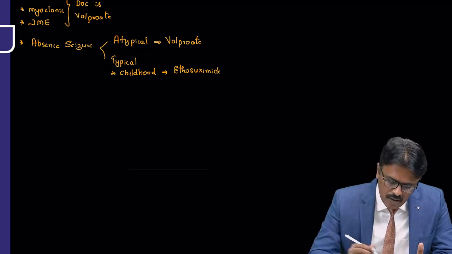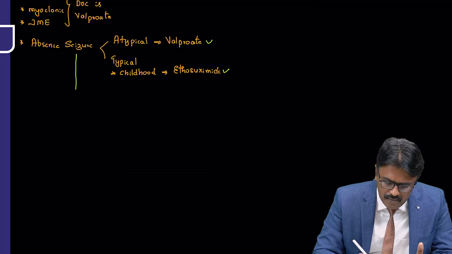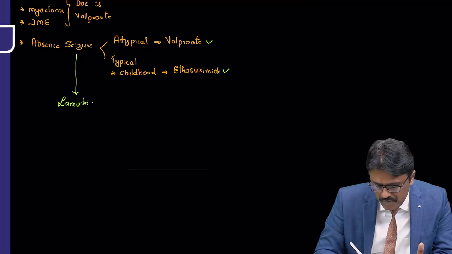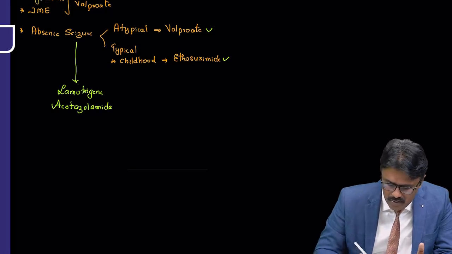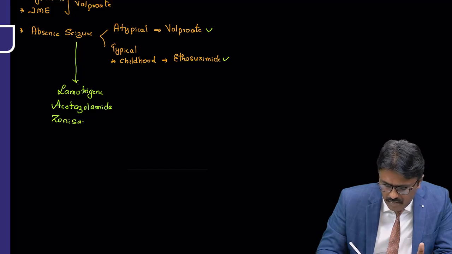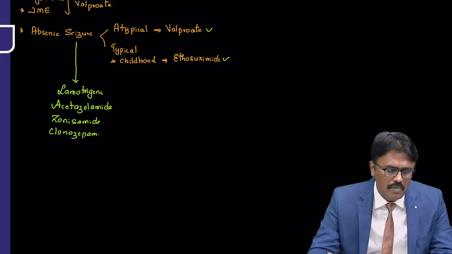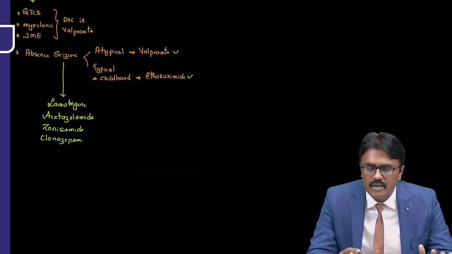What are the other drugs we use for absence seizures? Drug number 1 is valproate, drug number 2 is ethosuximide. What are the other options that can be asked in the exam? The other options for absence seizures are lamotrigine, acetazolamide, zonisamide, and a benzodiazepine called clonazepam. These are the options we have. But remember, if it is atypical, the drug of choice is valproate. Childhood typical absence, it is ethosuximide.